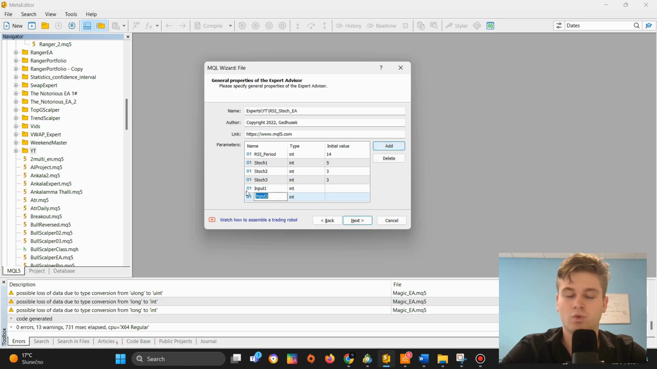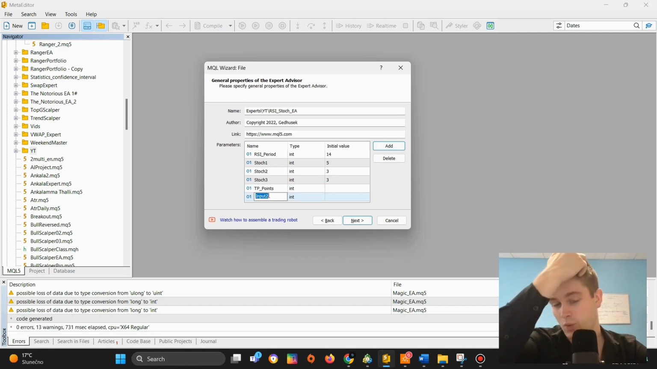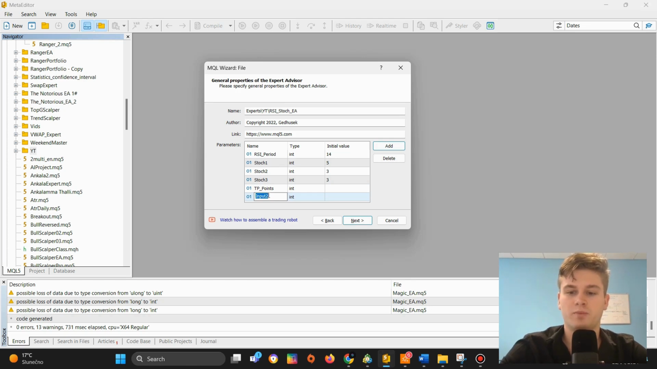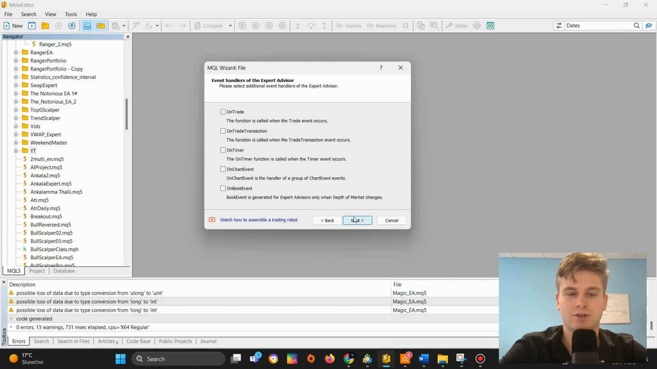And then we need 2 more inputs, which will be take profit points and stop loss points. When we want to open a position, we need to know how many points the take profit and stop loss are going to be. Let's set the initial value of 100 for take profit points and 500 for stop loss points. Let's click on next. I don't need any of these functions, so I will leave them unchecked, next, and finish.